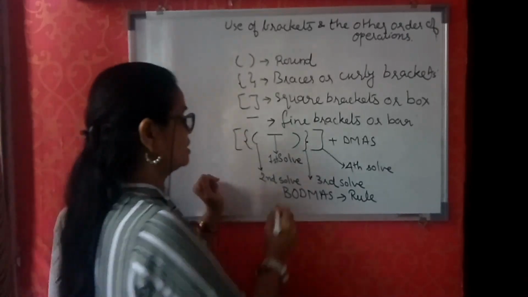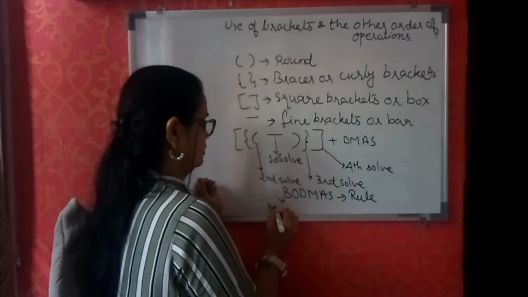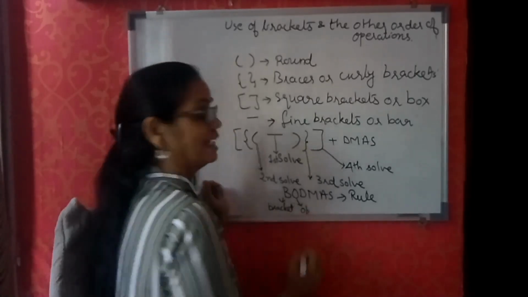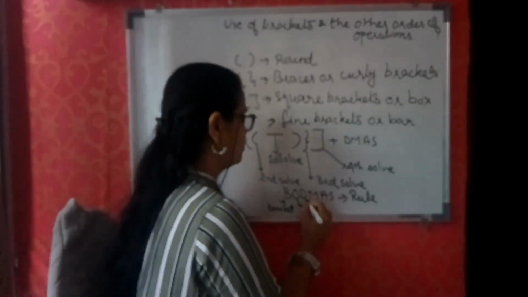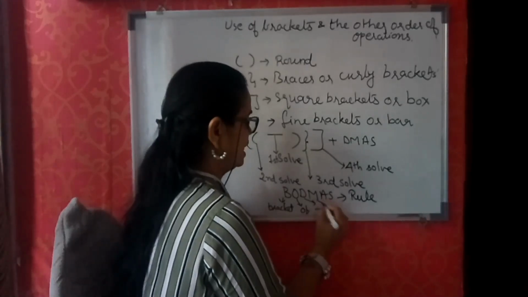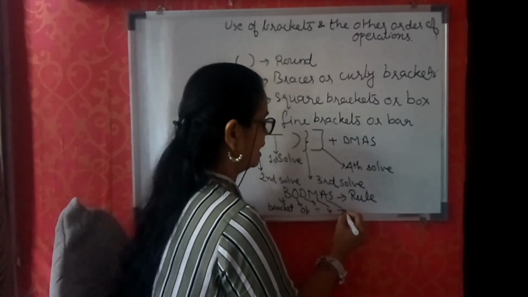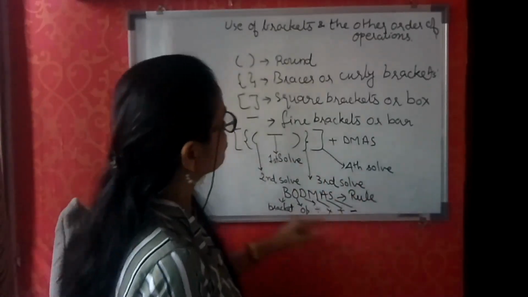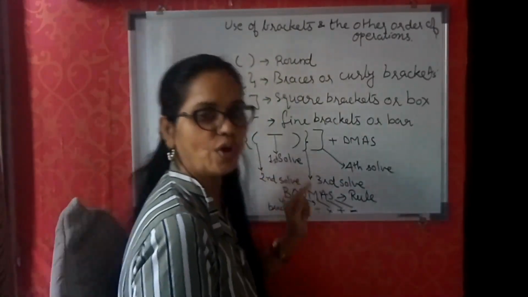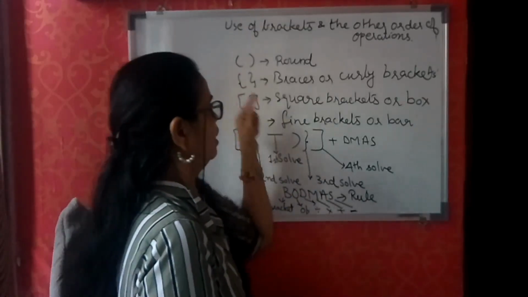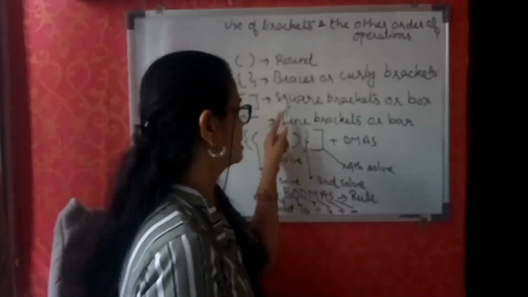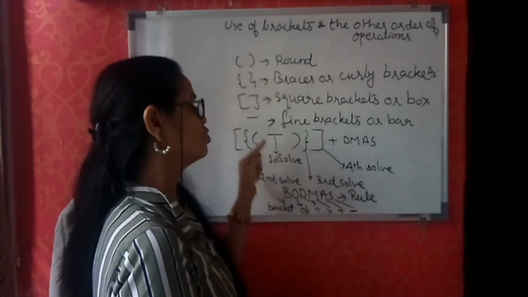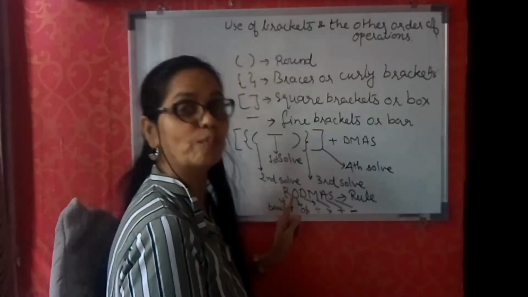B for bracket, O for of, that is, you put a multiplication sign, D for division, M for multiplication, A for addition and S for subtraction. So, by using this skill, you are solving simplification sums using brackets and using the BODMAS rule. You should know the meaning of BODMAS.